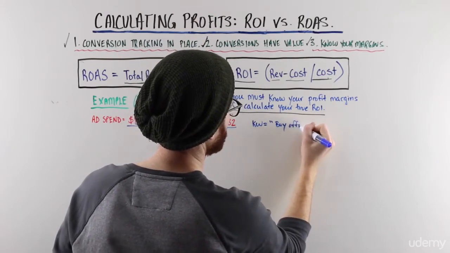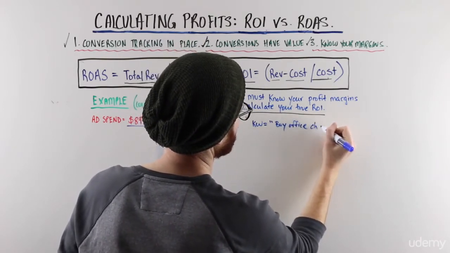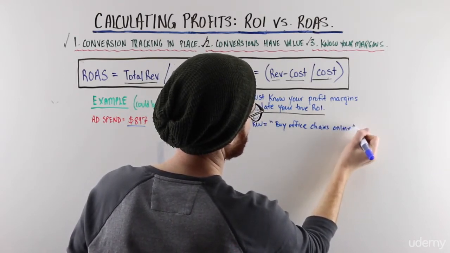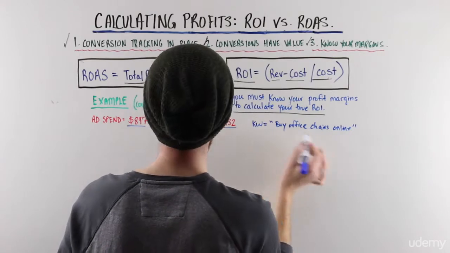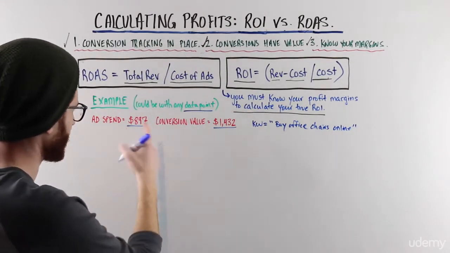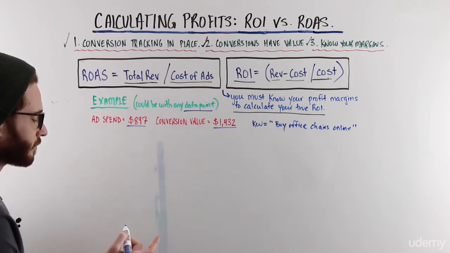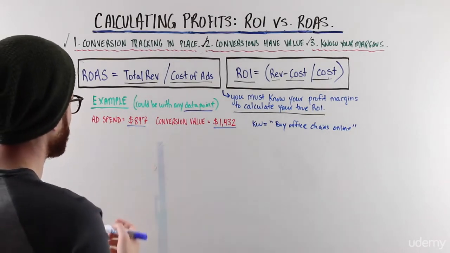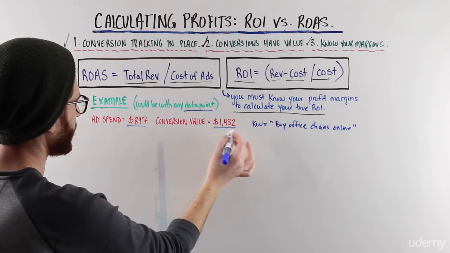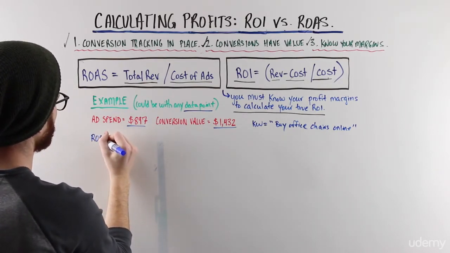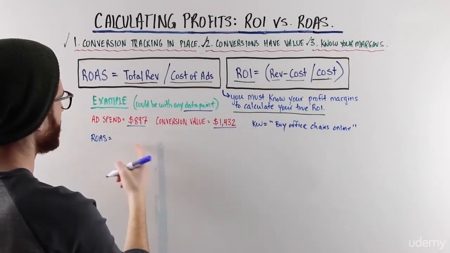buy office chairs online. So that's our keyword that we are analyzing. So our ad spend is once again $897, conversion value is $1432. So let's plug in our calculations for return on ad spend. So total revenue would be our conversion value. So we have ROAS equals 1432, right?